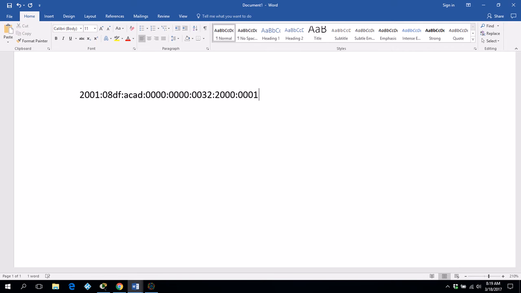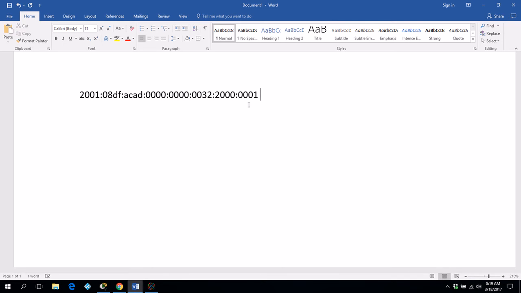Okay, and this is slash 128. So you have 1, 2, 3, 4, 5, 6, 7, 8 hexadecimal groups. Now, you don't want to write this because there are a lot of zeros. So here's a rule on how to write an IPv6 address in a concise form.